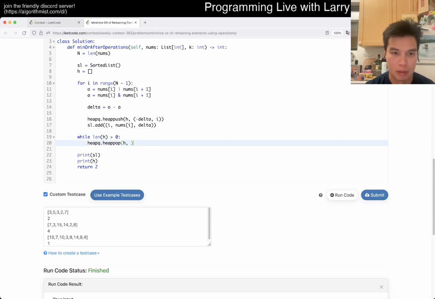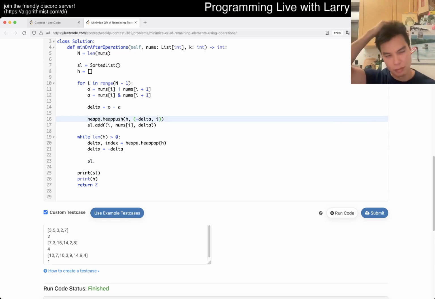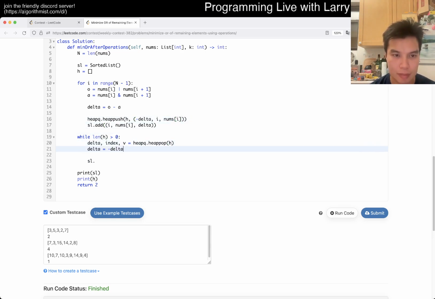Okay, and then now that's it. This will give us the delta and index. Okay, convert it back, and then now we make sure that this is the same. So SL dot, and also num sub I is the number. I just put it that way. Okay, so bisect left of index value delta, right?